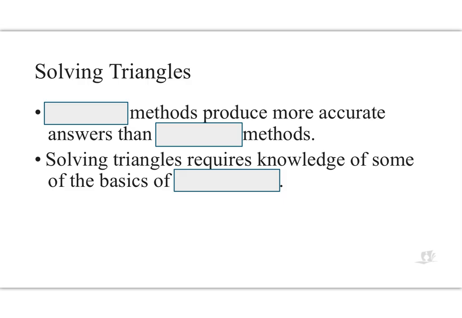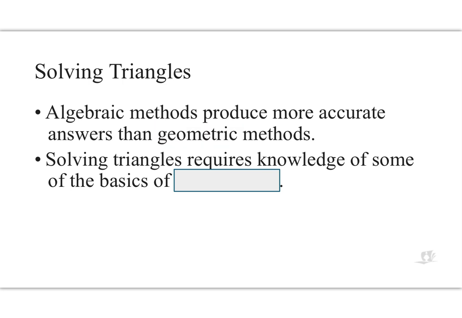First thing we're going to talk about is algebraic methods. Algebraic methods produce more accurate results than geometric methods. Even though on the bell work I was using a ruler and making sure everything was nice and straight, what you'll also notice is there were no decimals in the original movements. It was a 5 by 4, right? We didn't have 5.2 movement.